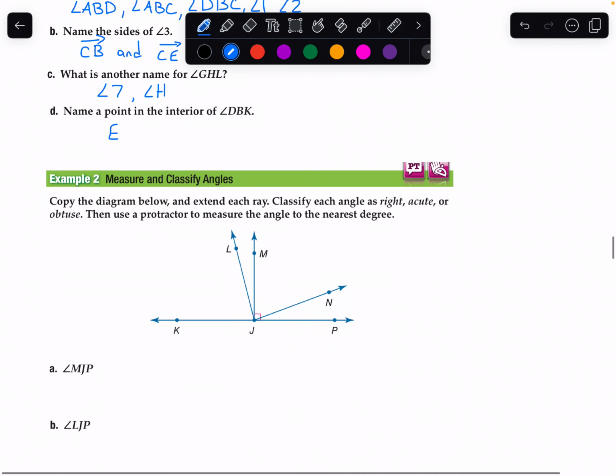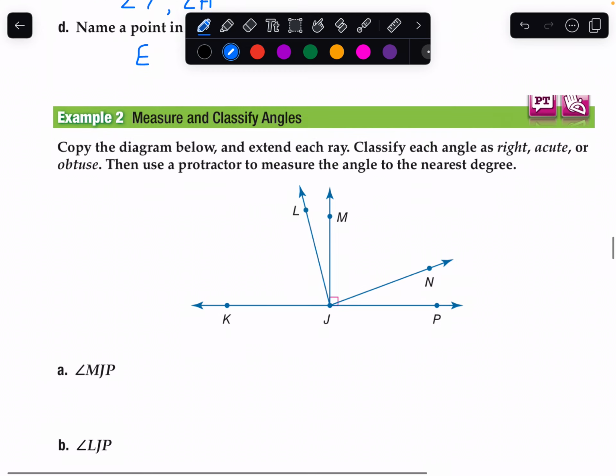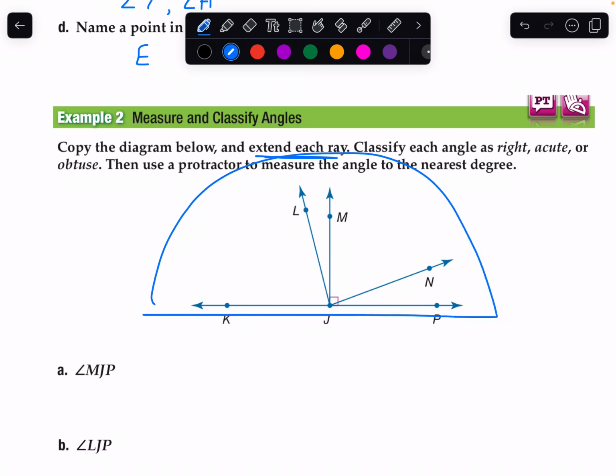Okay, example 2, measure and classify angles. Copy the diagram below. Done. Extend each ray. Classify each angle as right, acute, or obtuse. Then use a protractor to measure the angle to the nearest degree. This is why you will need to extend the ray. It is most likely your protractor would be larger than the diagram itself. So you want to make sure those rays are nice and long so they intersect with the scales on your protractor.